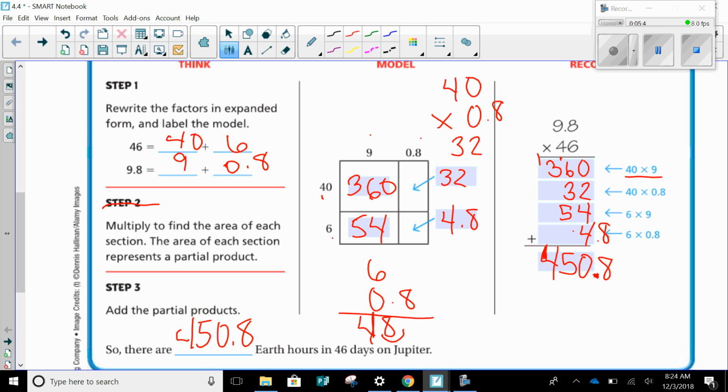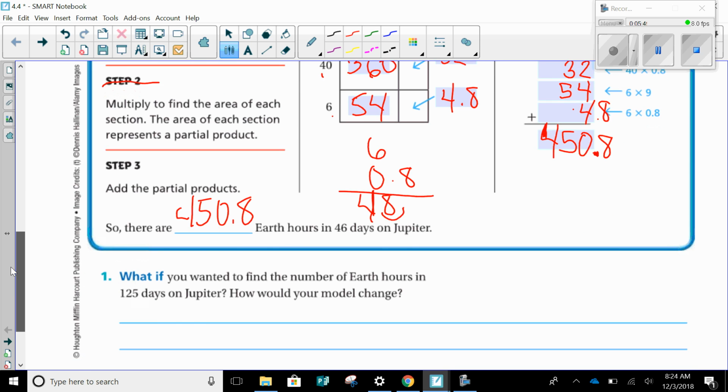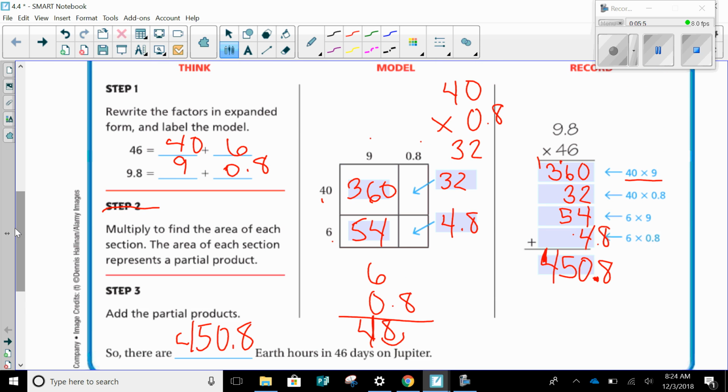So the model makes you just be able to break up those partial products and calculate them. So hopefully that shouldn't be too difficult. If you have questions on this after you're watching this video, please come see me.